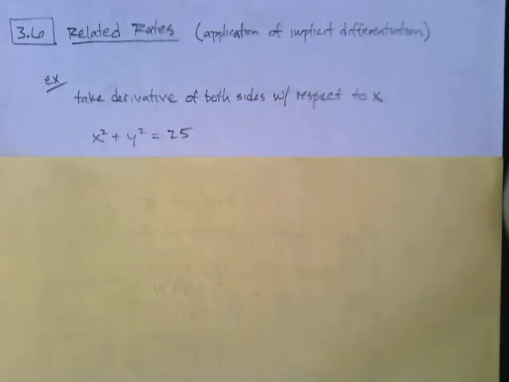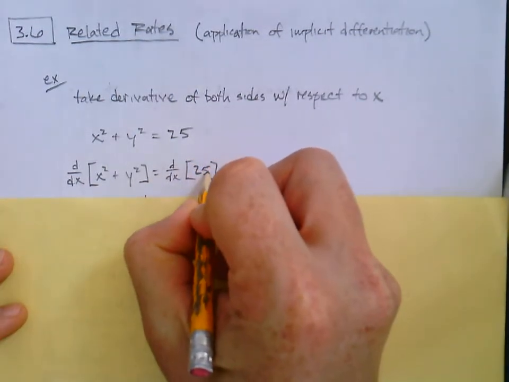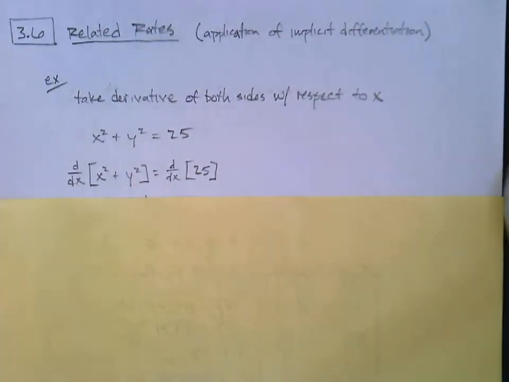This is implicit differentiation. Take the derivative of both sides with respect to x. So these are the sort of things that we did in 3.5. So let's say, okay, if we've got x squared plus y squared equals 25, then to take the derivative of both sides with respect to x, you might first apply a d over dx with brackets to the left side and then also to the right side. And of course that means we're about to take the derivative of what is inside the brackets.